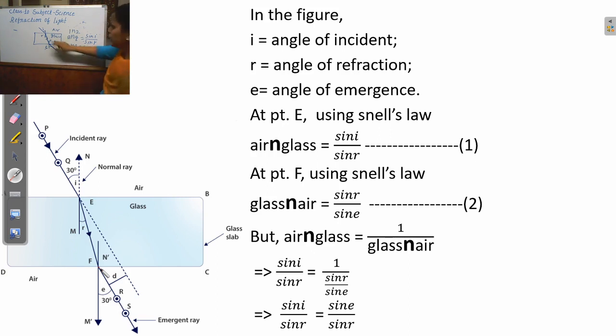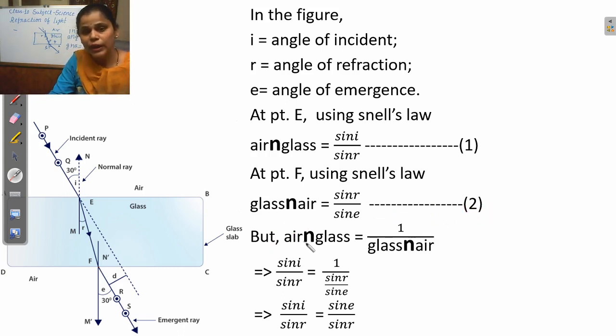Understand, student? On this first surface, the angle of incidence is I and the angle of refraction is R. But on this second surface, the angle of incidence is R and the angle of refraction is E. It's clear? So AG equals sin I upon sin R, and GA equals sin R upon sin E. It's clear? And this is your equation number 2.